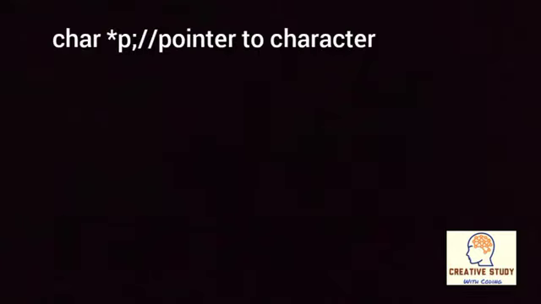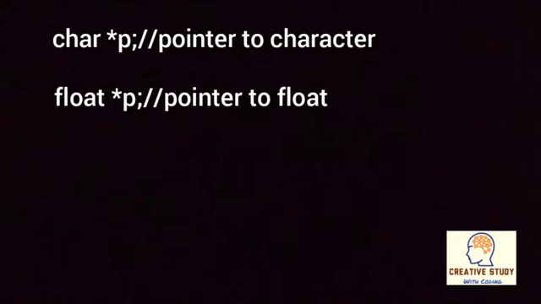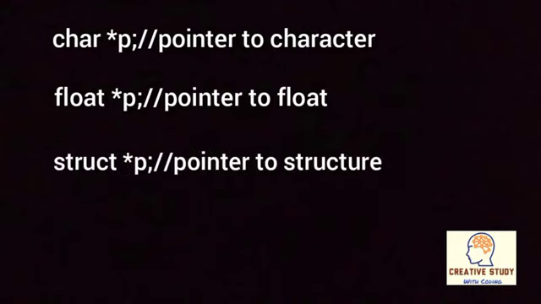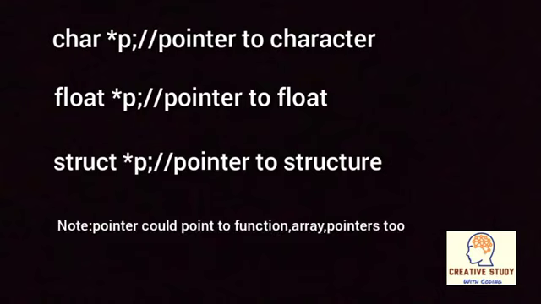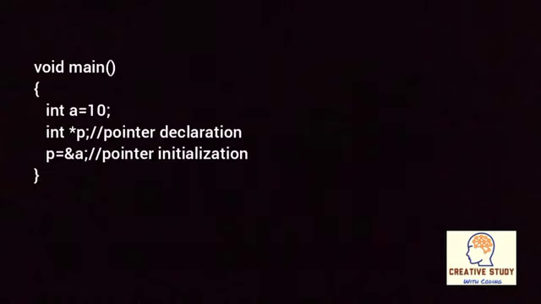Similarly, char asterisk p is read as pointer to character. Float asterisk p is read as pointer to float. And struct asterisk p is known as pointer to structure. A pointer could point to a function, array and pointers too. This is how a pointer is declared, and here the pointer has been initialized by assigning the address of an integer variable a. Since it is now holding the address of an integer variable, it is pointing to that variable, thus its type will be integer.